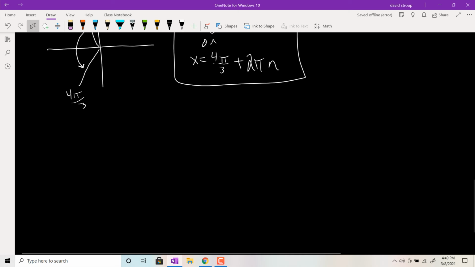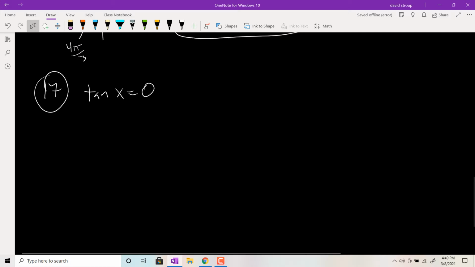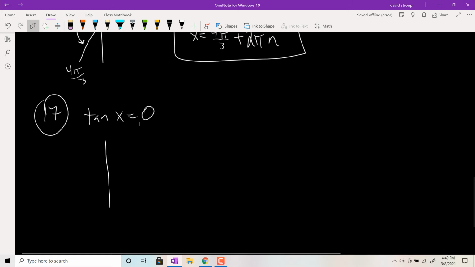Let's look at number 17, where we have tan of x equals 0. And this is another one that you're going to see you can simplify into one expression. Tan will be 0 wherever cosine's equal to 0. So that's going to be at x equals pi over 2, and then x equals 3 pi over 2.